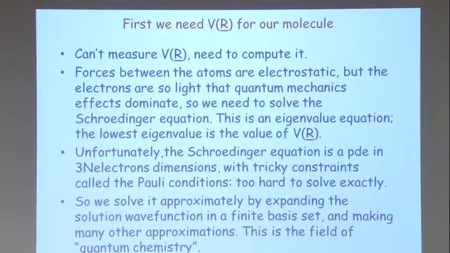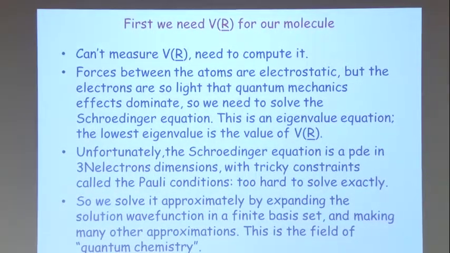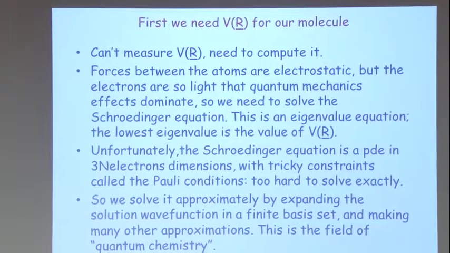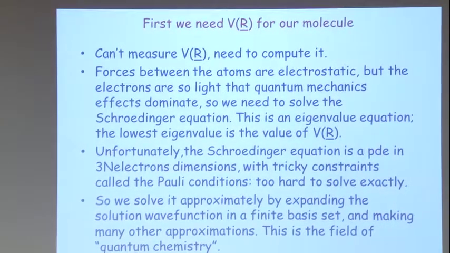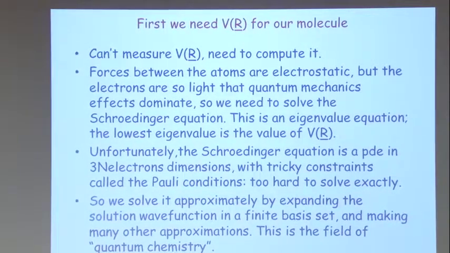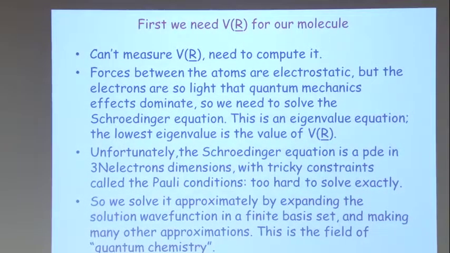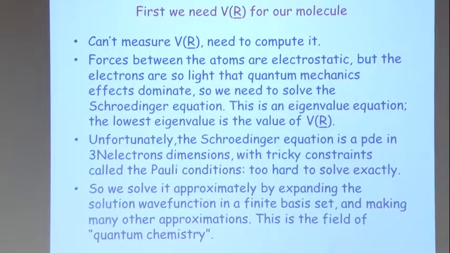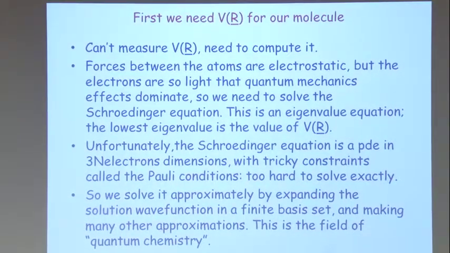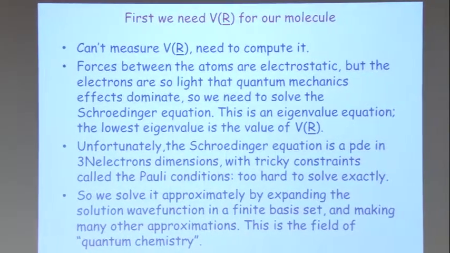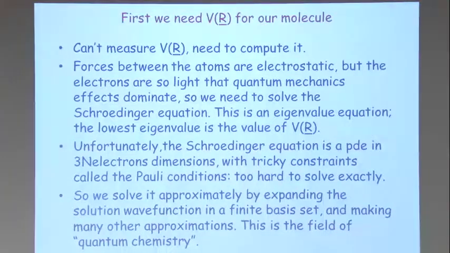And unfortunately, it's usually not possible to measure V of R. As far as I know, there's no experiment that measures it directly. And so you have to compute it, typically. Now, the forces between the atoms are basically electrostatics. So the origin of this is super simple. It's just electrostatics. The electrons attract the nuclei, the nuclei repel the nuclei, the electrons repel the electrons, and the balance of all those forces is what's holding the molecule together.